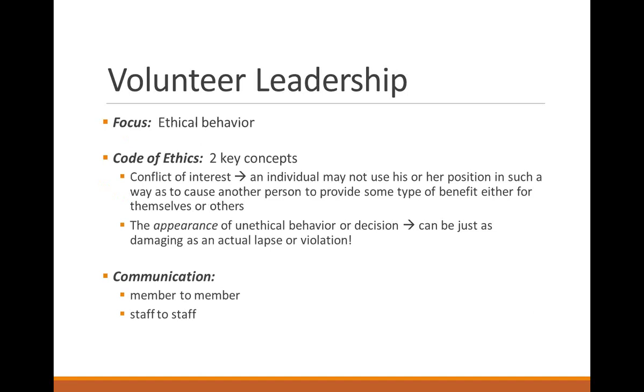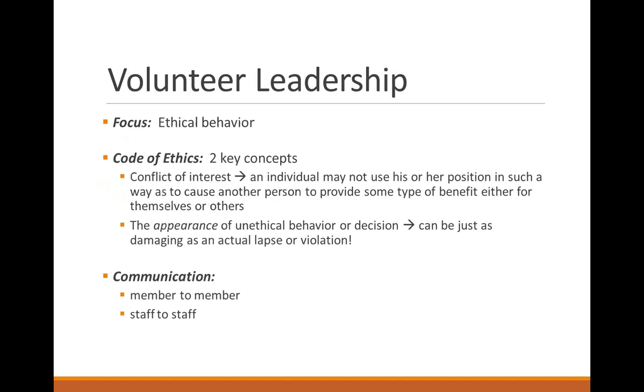The focus here is on ethical behavior. There are two key concepts in a code of ethics. First is conflict of interest. This is a wordy definition to basically say they can't use their position on the board as a way to benefit themselves as an individual or another specific individual. And another key concept that the reading pointed out was the appearance of unethical behavior or an unethical decision can be just as damaging as an actual lapse or violation. So that's something to keep in mind.